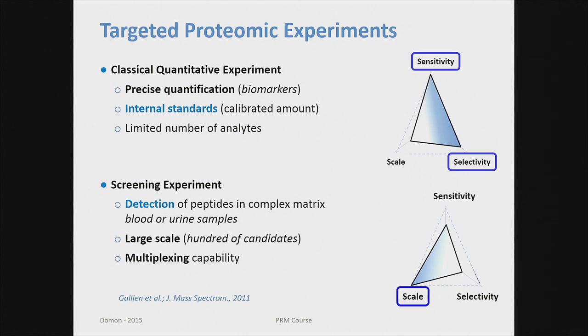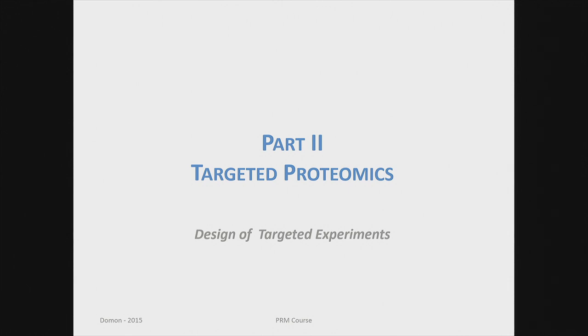So here you will privilege scale at the expense of selectivity or sensitivity. So in an SRM, for instance, you would look at fewer transitions, but more peptides. And your data may not be as clean, but it is a primary screen. And I'll show you in a moment how we try to address the same questions using PRM. But that is just to set up the background and the stage and what we try to define in a quantitative experiment.